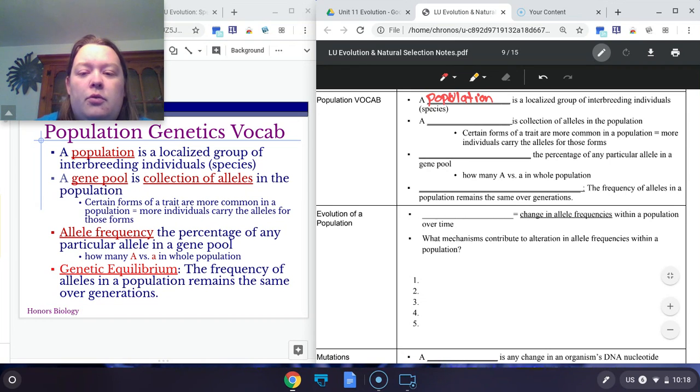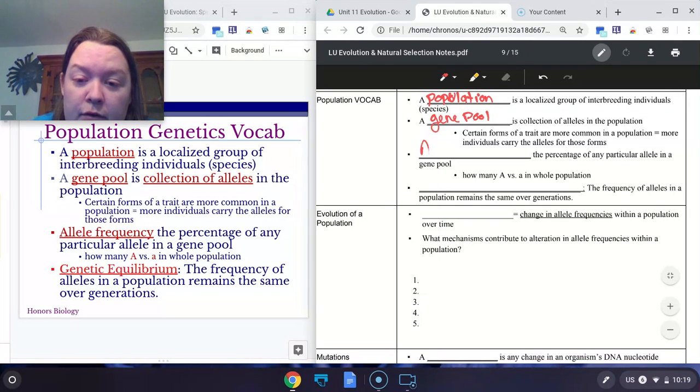Next, you will need to know that the gene pool is the collection of alleles in that population. Certain forms of a trait are going to be more common, and that means that more individuals are going to carry those alleles. The gene pool will be the collection of different alleles in a population. Some will be more frequent than others.